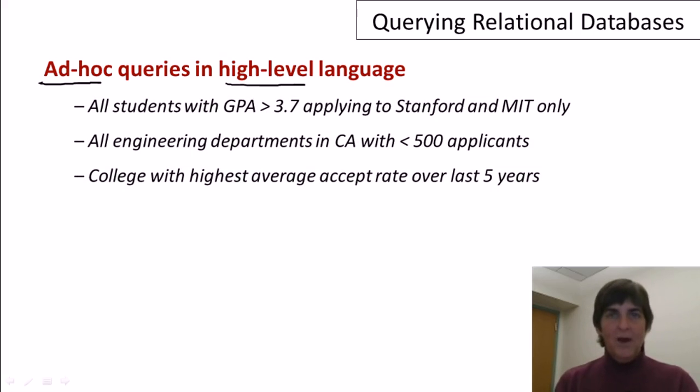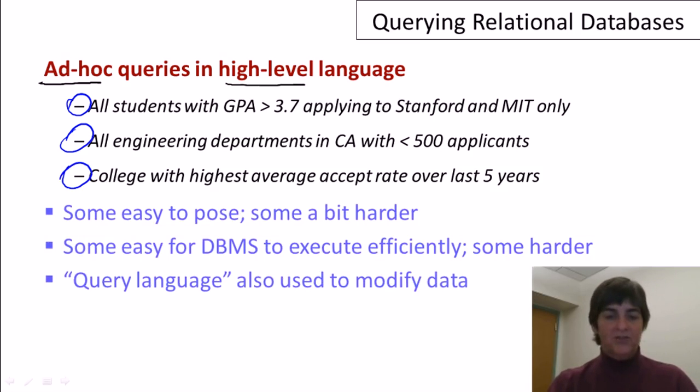So let's look at an example of a few queries. Let's go again to our imaginary database of students who are applying to colleges, and here are just three examples of the types of things that you might ask of a relational database. You might want to get all students whose GPA is greater than 3.7 who are applying to Stanford and MIT only. You might want to get all engineering departments in California with fewer than 500 applicants. Or you might ask for the college with the highest average accept rate over the last five years. Now, these may seem like fairly complicated queries, but all of these can be written in a few lines in, say, the SQL language or a pretty simple expression in relational algebra.